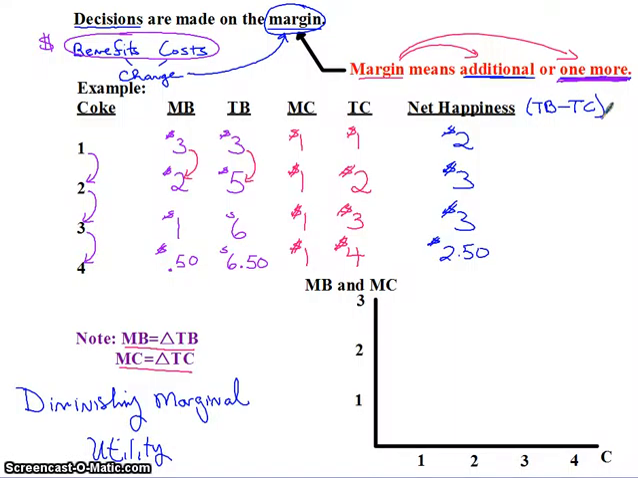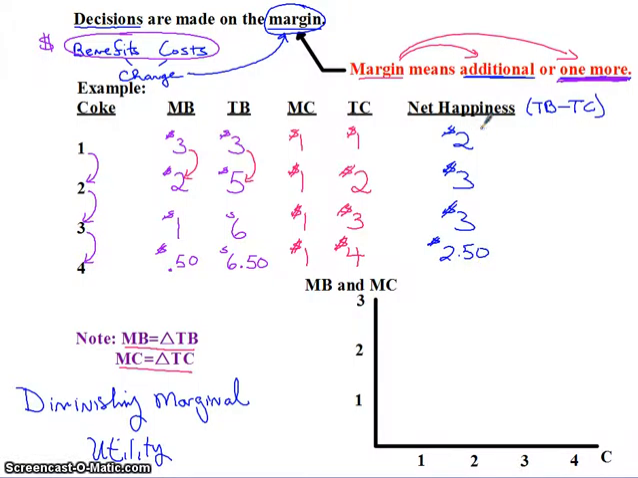So notice what happens. At Coke number 4, his net happiness actually goes down if he buys it. Okay? Why is that? It's because people make decisions on the margin. Again, I'll come back to that concept a little bit later.